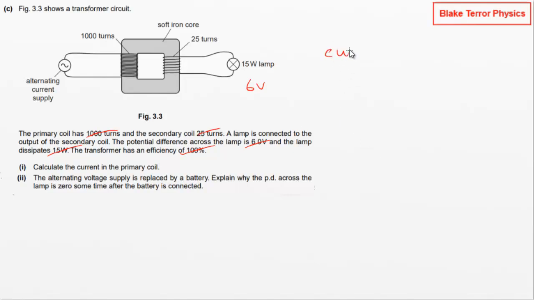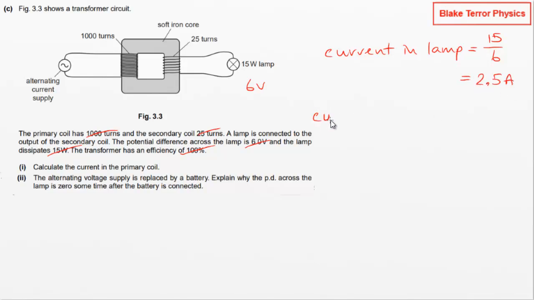So, well, we want to get the current in the lamp. Well, you don't have to do current in the lamp. You could immediately translate, get what the voltage is in the primary coil, and then work out a current off of that. But I'm going to get the current in the lamp, then get the current in the primary coil, and then we don't have to really worry about the voltage bit. So that is going to be 15 over 6, which is 2.5 amps.